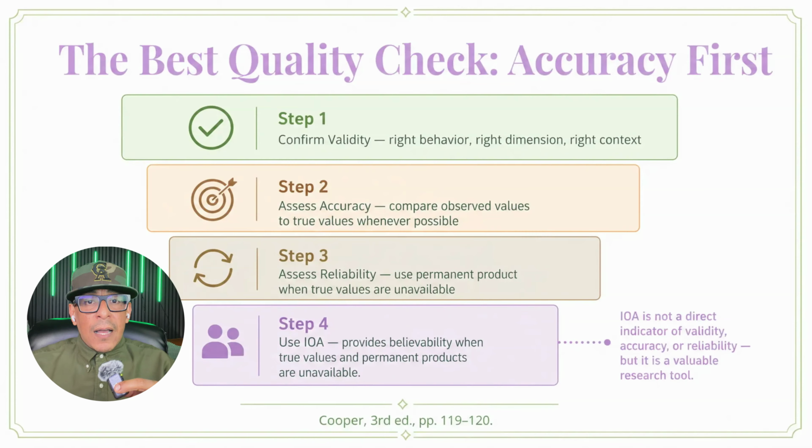Interobserver agreement is not a direct indicator of validity, accuracy, or reliability, but it is a valuable and useful research tool in ABA. The exam version is simple: validate first, assess accuracy when possible, use reliability when accuracy cannot be checked, and use IOA when the first two are not available.